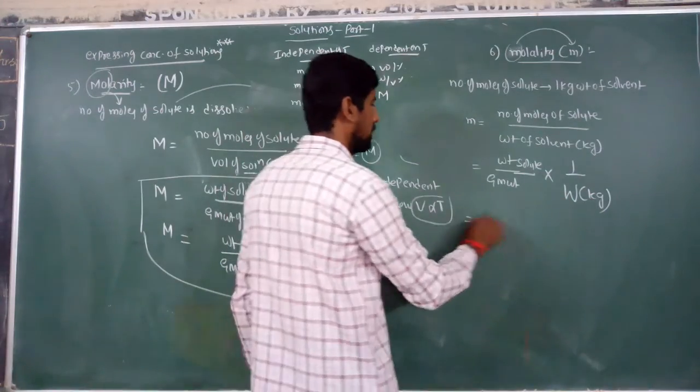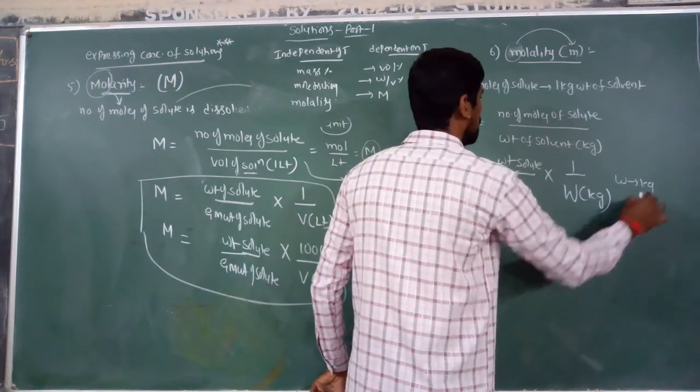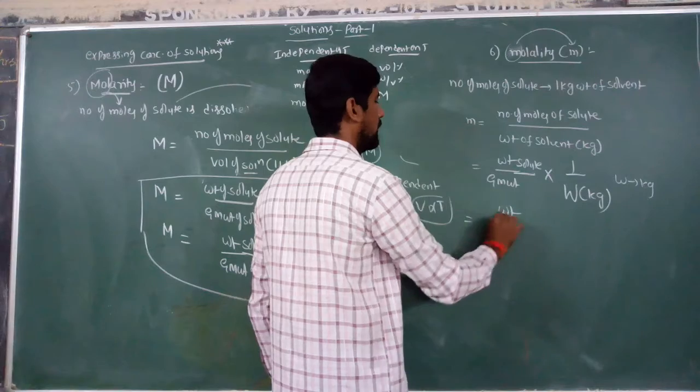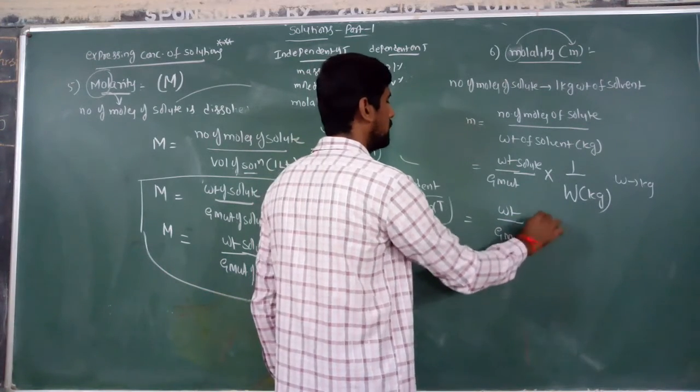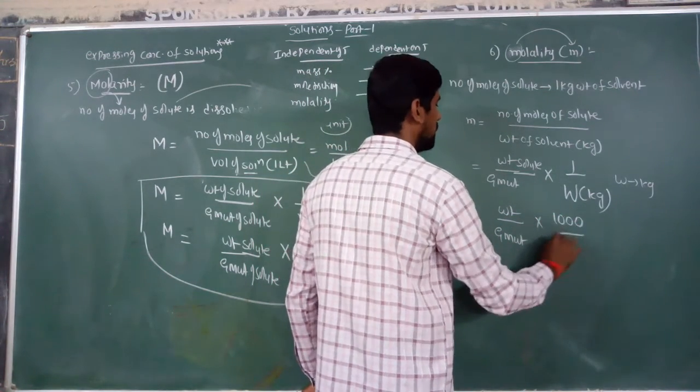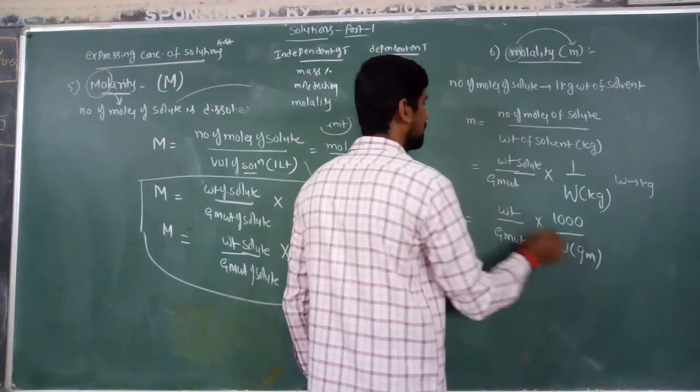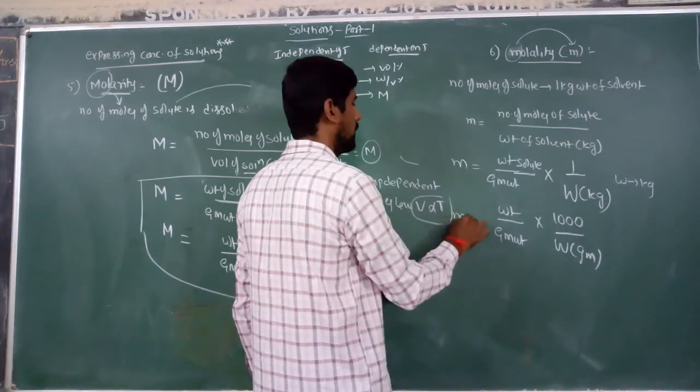If the weight is in grams, what is the formula? Weight by gram molecular weight into 1000 by weight of solvent in grams. So these two are very important formulas.